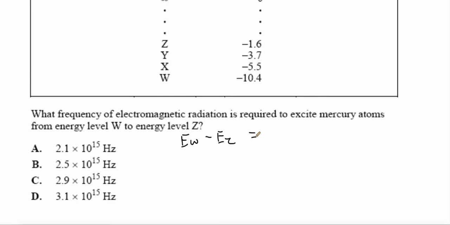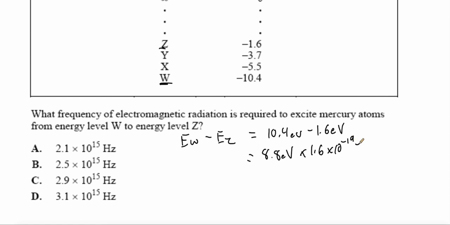So from W to Z, we're going to have 10.4 electron volts, and I'm going to subtract 1.6 electron volts, because here is my W, and here is my Z. That's going to end up giving me 8.8 electron volts. Now, I want to change this to joules for my calculation, so I have to multiply it by 1.6 times 10 to the negative 19 joules per electron volt. And this is going to end up giving me 1.41.